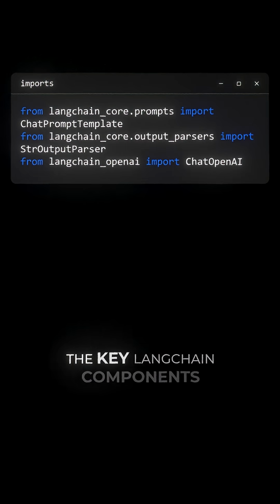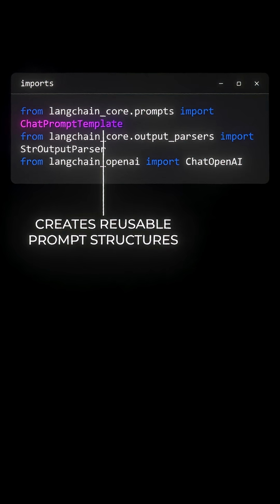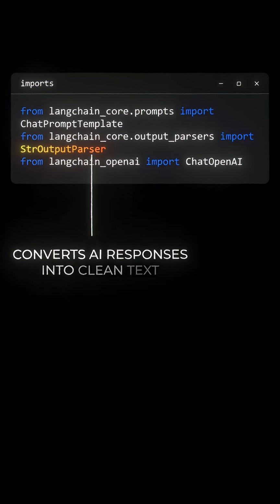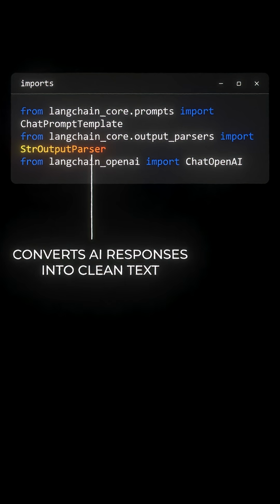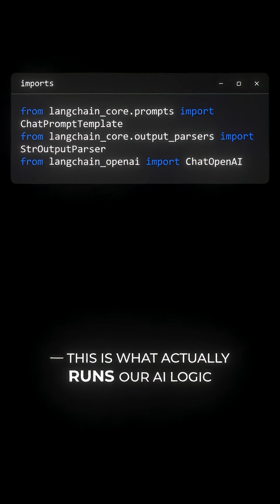Now let's import the key Langchain components we'll need. Chat prompt template creates reusable prompt structures for our AI chains. String output parser converts AI responses into clean text, and Chat OpenAI connects us to OpenAI's chat models. This is what actually runs our AI logic.